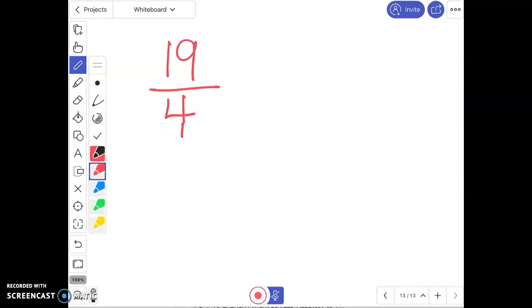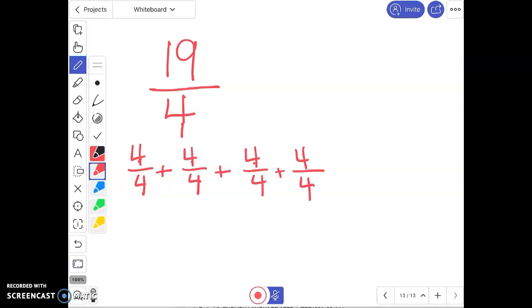Every time I take a 4/4 out of there, I've taken out a whole. So if I have 4/4 plus 4/4 plus 4/4, that would be 4, 8, 12, 16. How much more do I need to get to 19? 3 more. So that's one way to decompose 19 fourths.